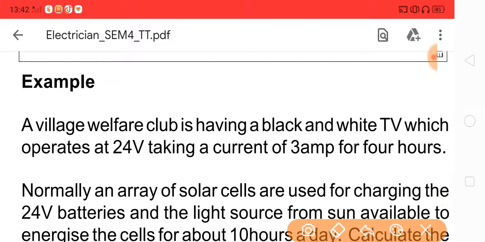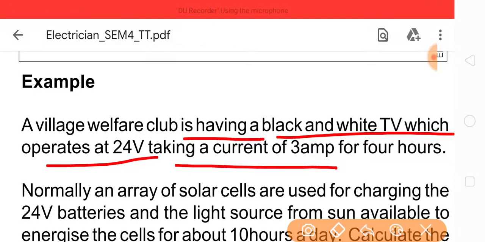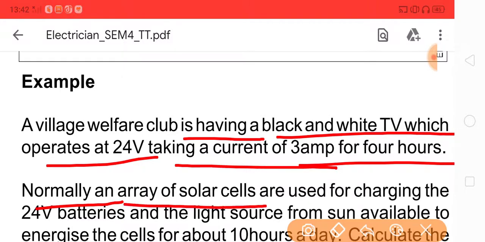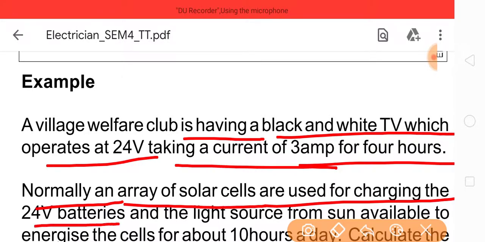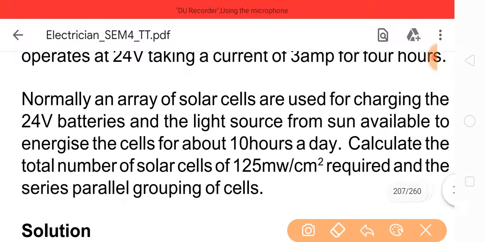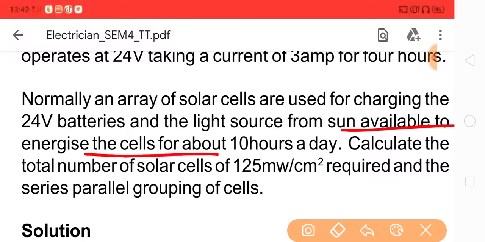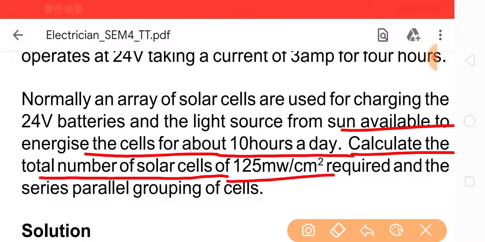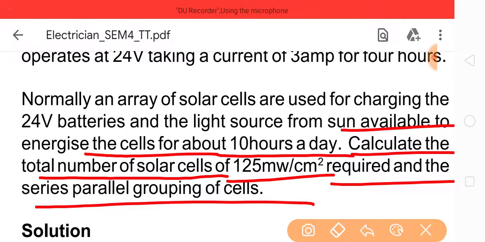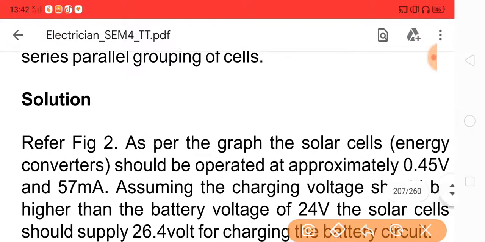Example: a village welfare club has a black and white TV which operates at 24 volts taking a current of 3 ampere for 4 hours. Normally, an array of solar cells is used for charging the 24 volt batteries, with light from the sun available to energize the cells for about 10 hours a day. Calculate the total number of solar cells of 125 milliwatt per centimeter square required and the series-parallel grouping of cells. Solution refers to picture 2.